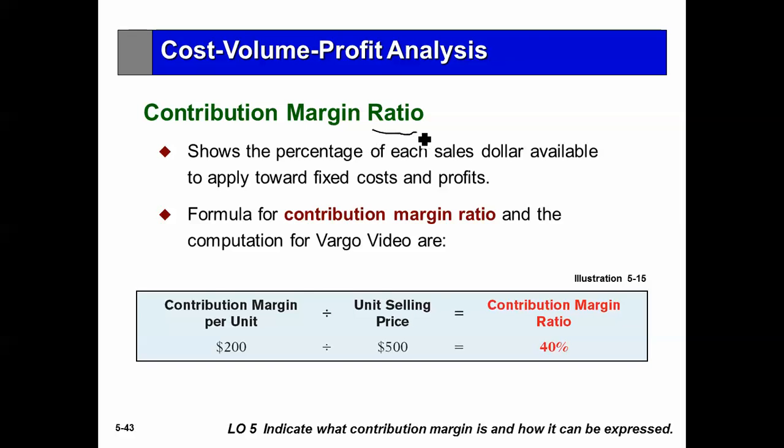A ratio is simply a percentage. So we take the contribution margin per unit, which is 200, and we divide it by the selling price, and that says our contribution margin is 40%. What that means is if we sell for a dollar, the variable costs are 60 cents. The contribution margin would be 40 cents. So the contribution margin ratio would be 40%. We always put the selling price as 100, variable cost as a percentage of selling price, and contribution margin ratio.